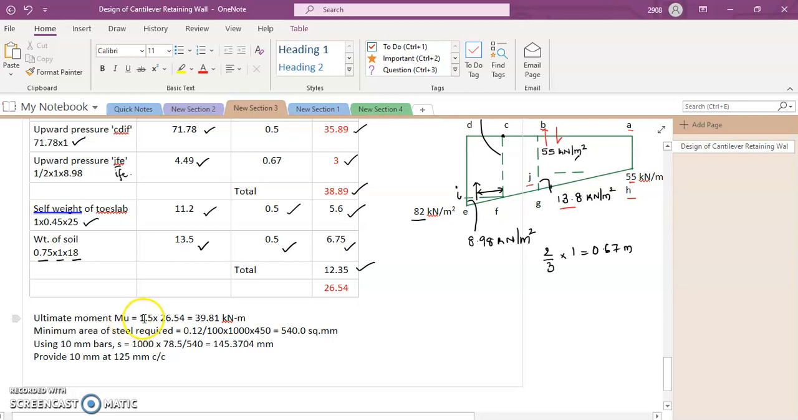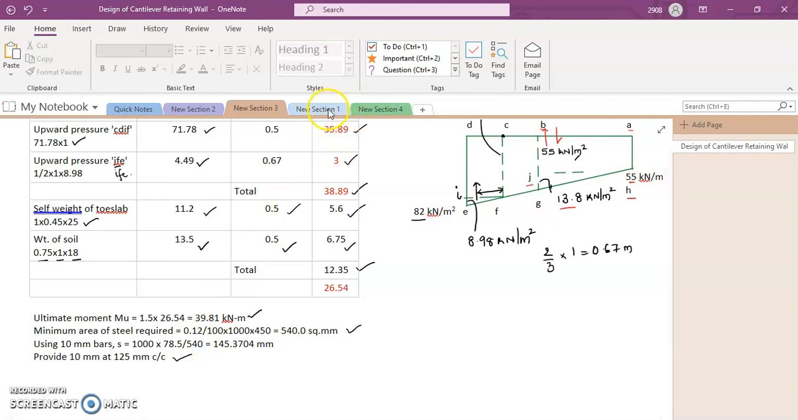So the ultimate moment Mu is 1.5 times this 26.54. It is 39.81 kilonewton meter. If you try to find out the Ast, you will find that the Ast is very low. It is lower than the minimum. So we have provided here the minimum area of steel using 10 mm bars. The spacing is 10 mm at 125 mm center to center.